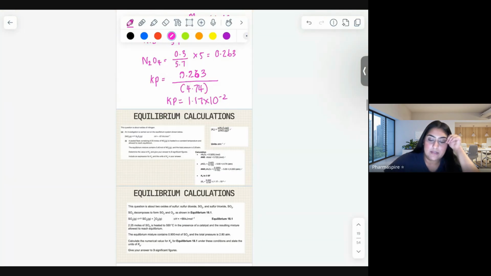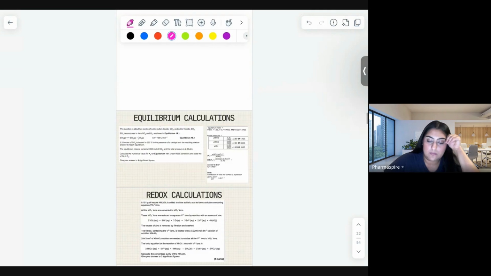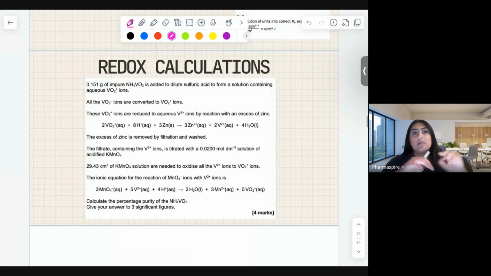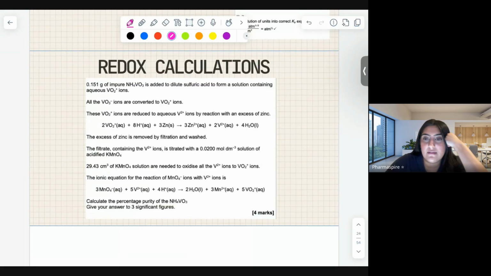Cool. Right, I think you guys are okay with equilibrium. Do you want to do a redox? How are you with redox? Don't get it? I knew this would be the case.